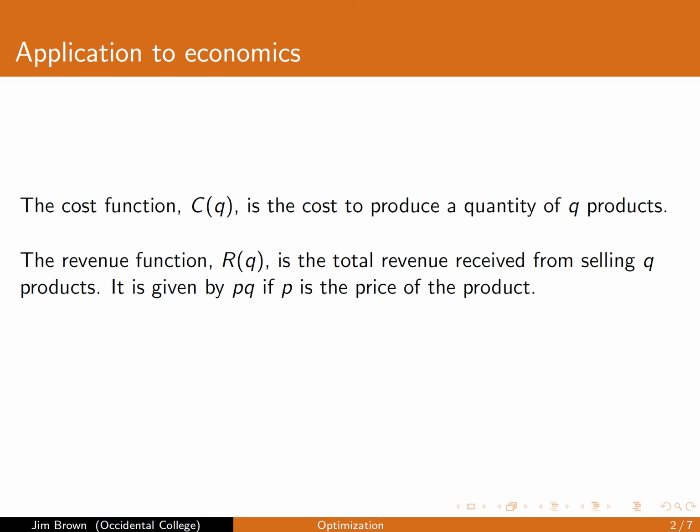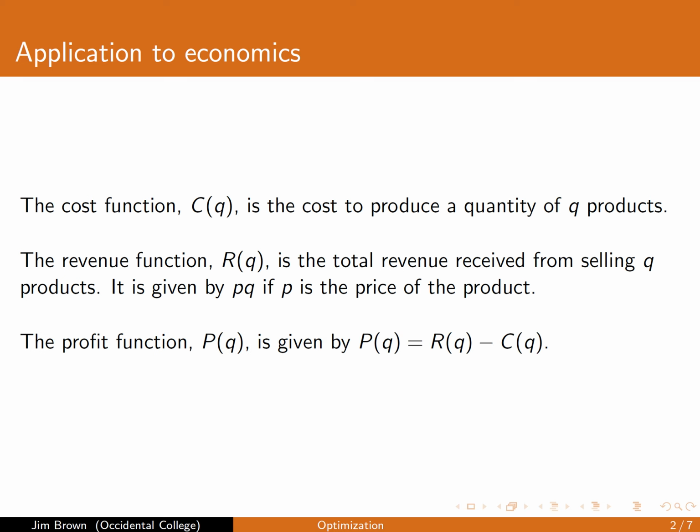Obviously, the price of the product will depend upon several things, so that will usually be a function of Q as well. And finally, the profit function, what we're usually interested in, is P of Q, which is the revenue, so how much money we bring in, minus the cost it took to produce those items. Usually, we're trying to maximize the profit function.